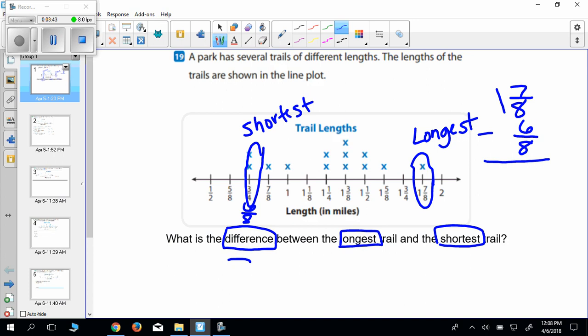And when you do that, your answer is 1 1/8. Because remember, you must subtract your fractions first and then your whole numbers. Okay, so the difference is 1 1/8 miles between the longest trail and the shortest trail.